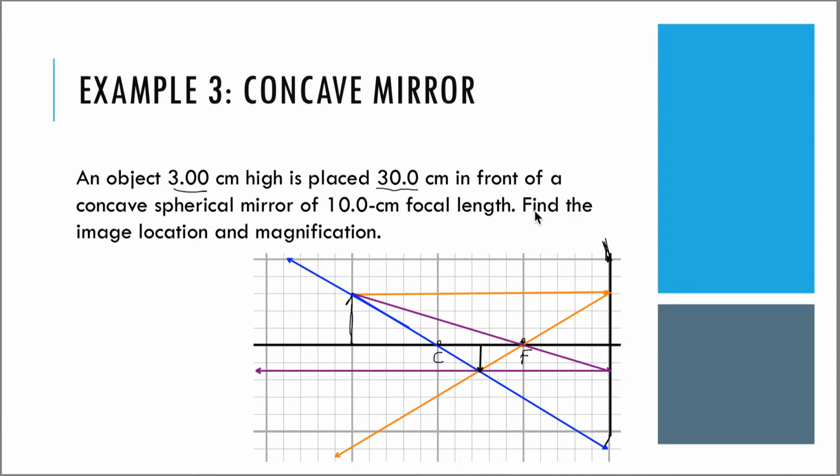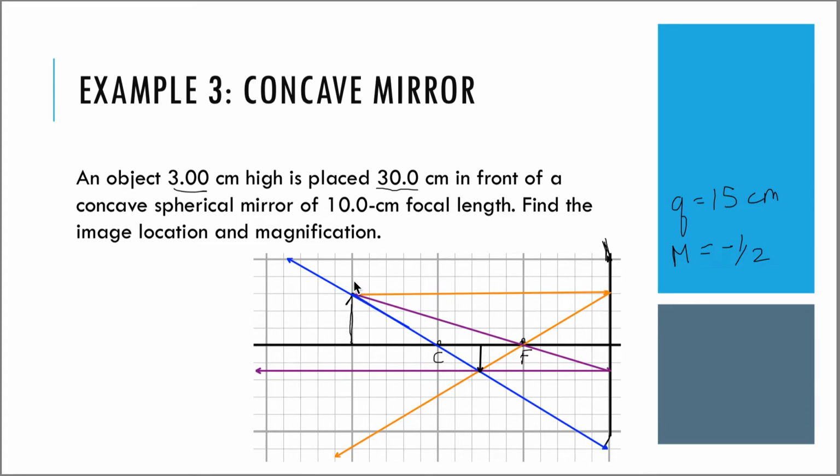So we can get all of our information just by looking at this ray diagram. What we just saw is that the q, the image location, is 15 centimeters. It's in front of the mirror. That's positive. The magnification is approximately -1/2 because it's inverted. That's the negative, and it's half of the height of the object.